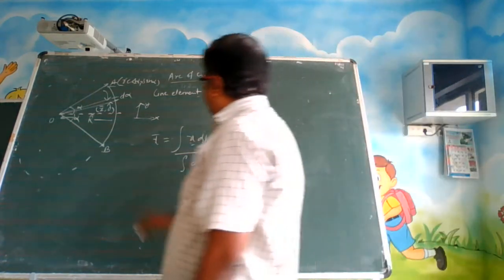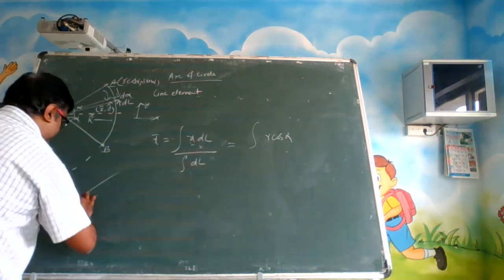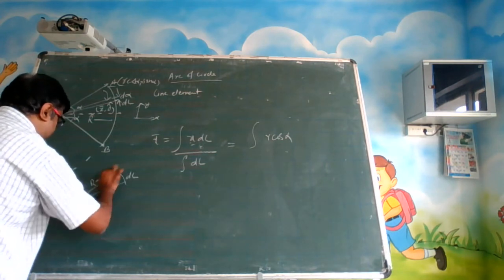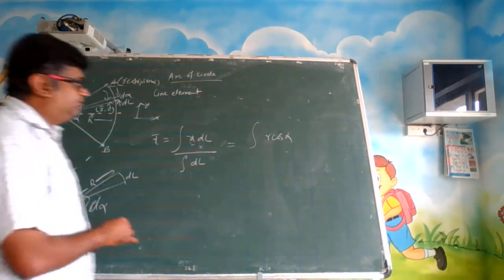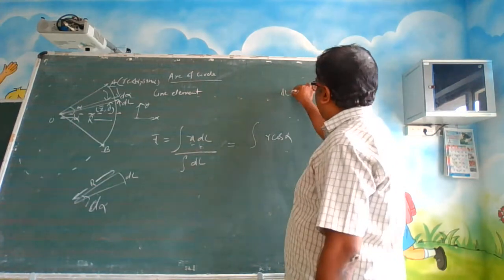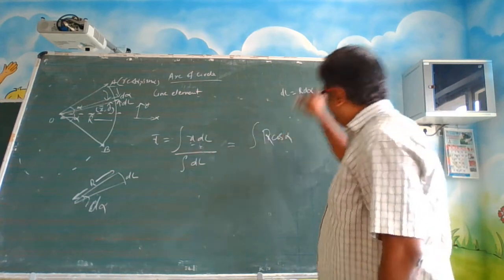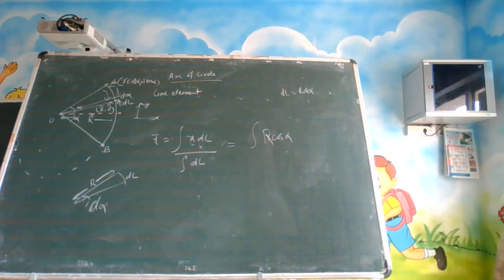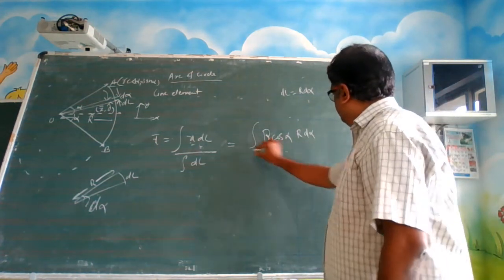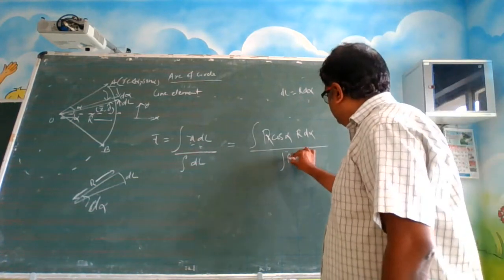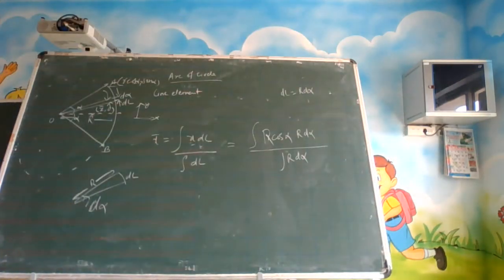Now dl. So what is dl? This small length is your dl. We have discussed this point. This is dl, this is R, and this is d alpha. So what will be dl? S is equal to R theta, so dl will be R d alpha. Again I did the same. We are using capital R as the radius: R cos alpha multiplied by R d alpha divided by R d alpha. Then after this you have to put only the limits.